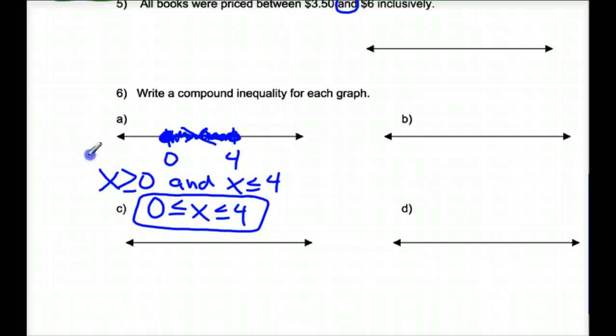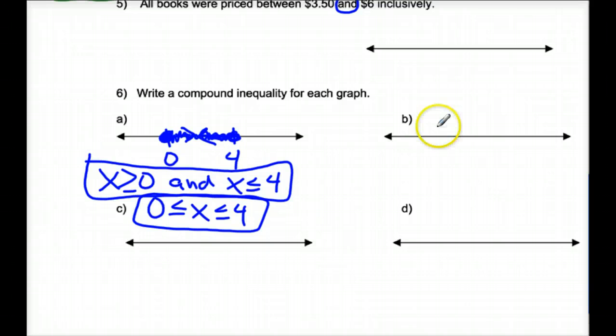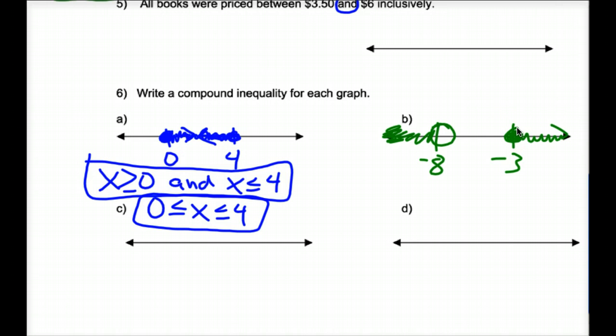For these ones, you guys just have to write them once. You don't have to write them in set notation and interval notation. So now let's do one or one. Over here, let's put -8 and -3. Let's do one of each. Do an open circle on the -8 going to the left, and put a closed circle on the -3 going to the right. It's an or.